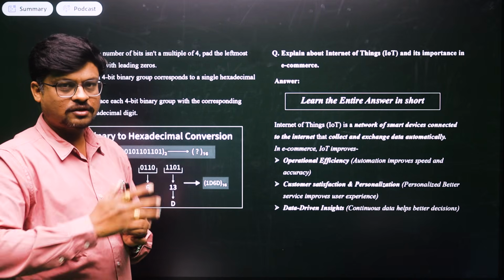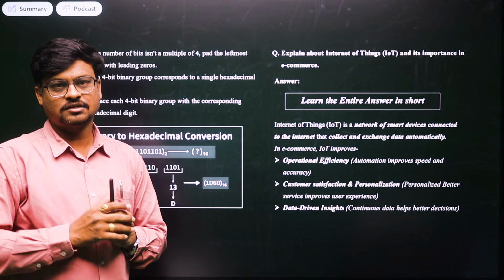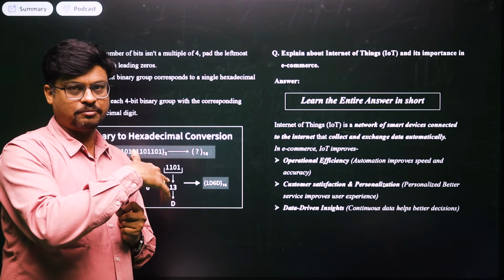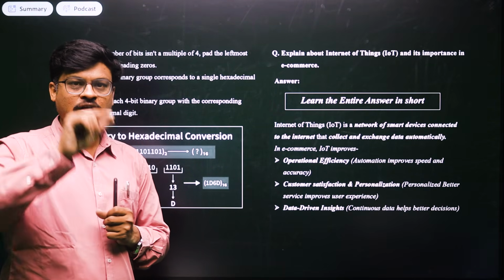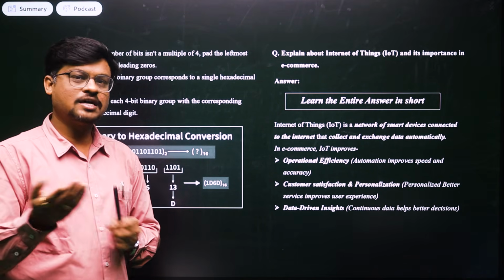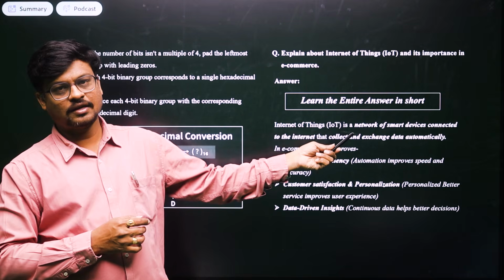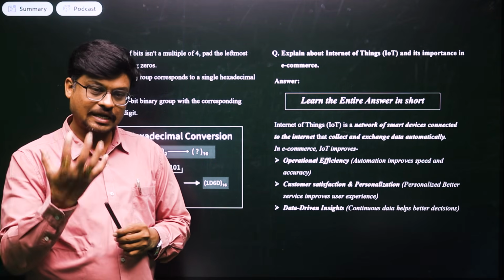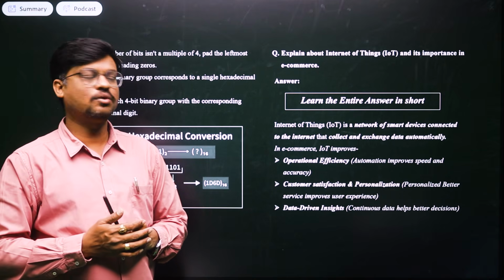Swiggy, Zomato send me a message for breakfast, Republic Day sales. The things I ordered last year for Republic Day, this year it also says you ordered last year and now I am giving it at a discounted price. How is that? Internet of Things. It is connected to different smart devices on the internet. It collects the data and exchanges the data automatically.